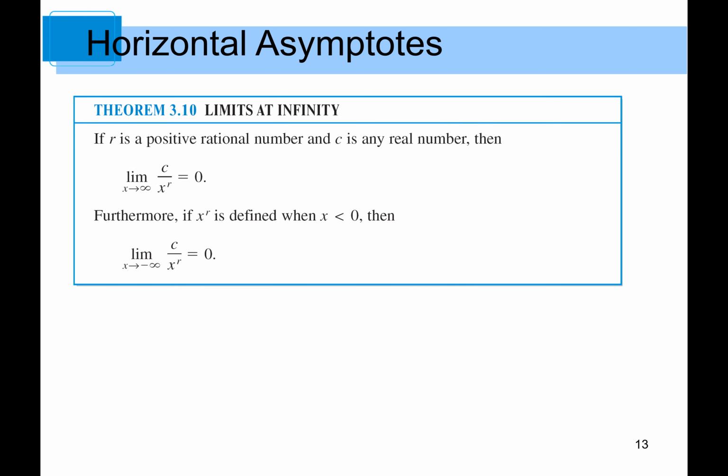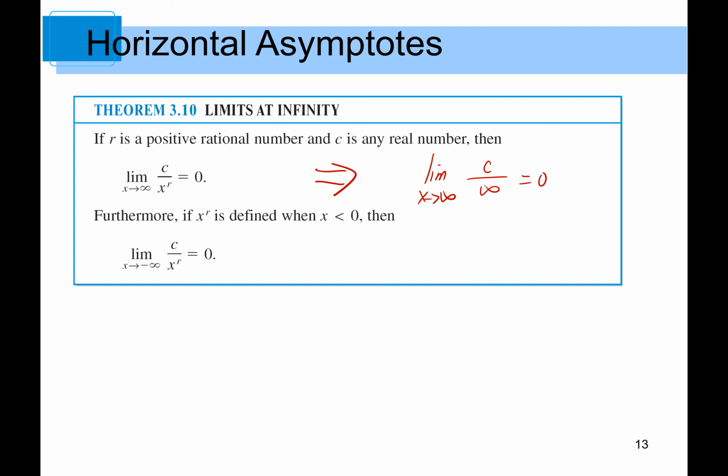If r is a positive rational number and c is any real number, then the limit when x approaches infinity of c over x to the r power equals 0. Meaning constant over infinity, c over infinity equals 0. When x approaches infinity, replace x with infinity, then you have c over infinity. Any number over infinity will be 0, so the limit is 0.